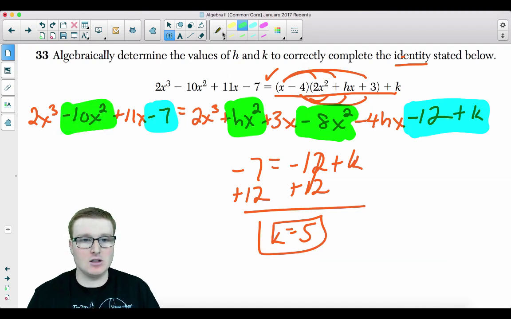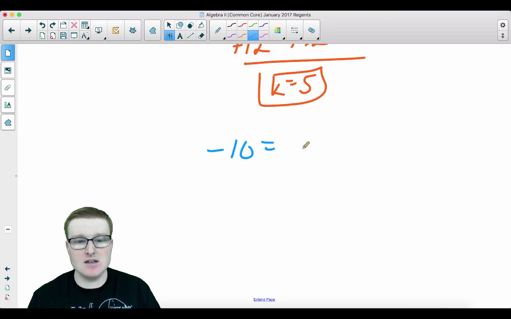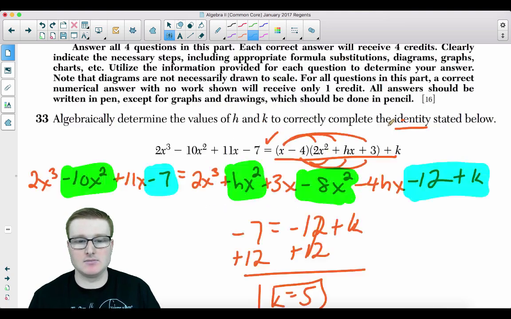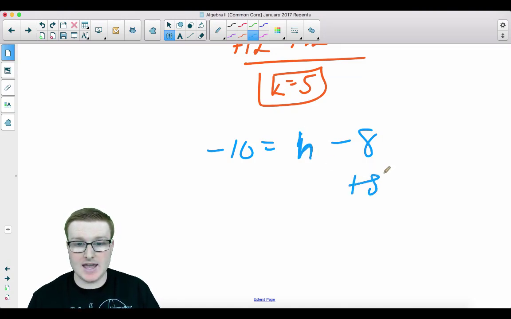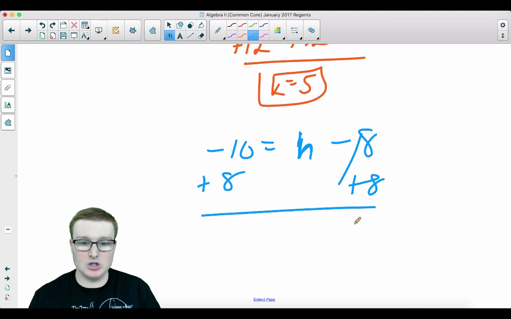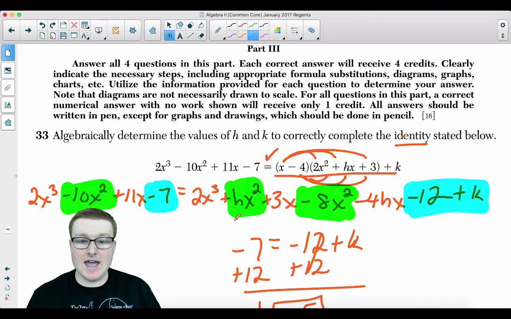So take a look here. Take a look at the coefficients. We have a -10 in h and an 8. We need -10 to equal h minus 8, because we don't know what h is yet. So I am going to add the 8. Your h has to equal -2. That's it. And if you just want to check, substitute it back in, you get the right answer.